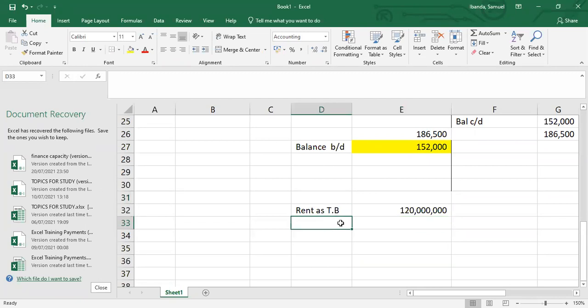So this was paid. It was paid for 15 months.